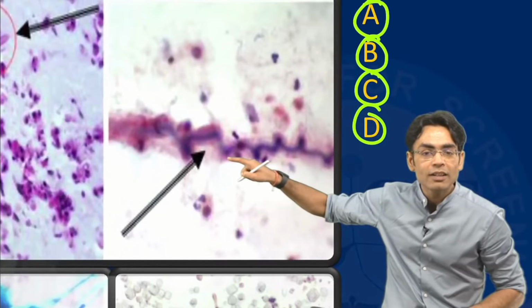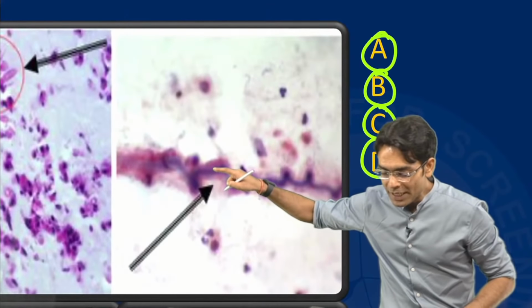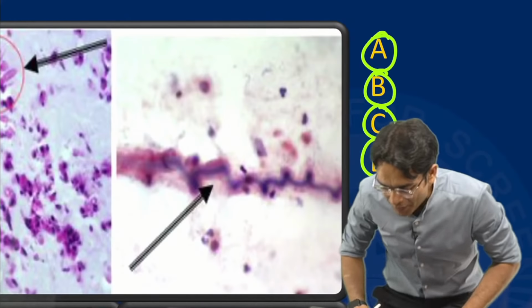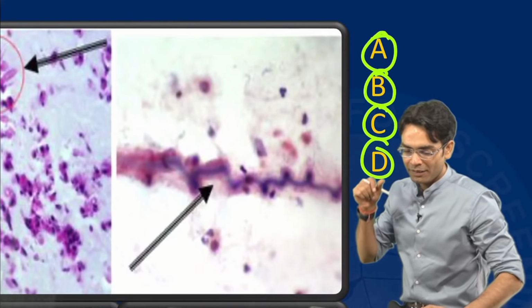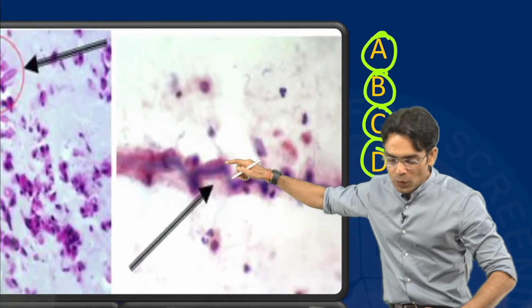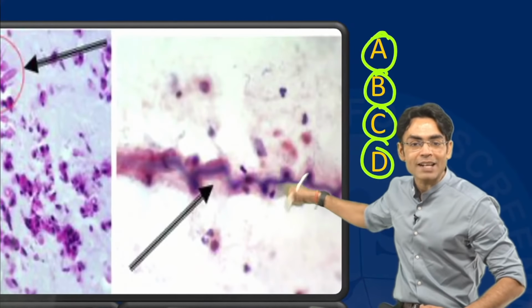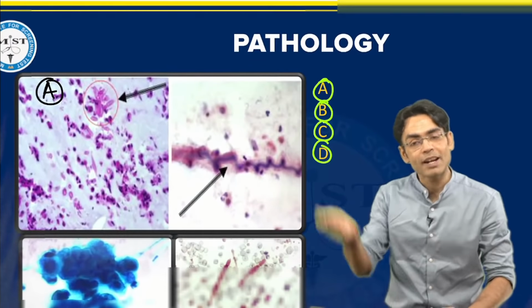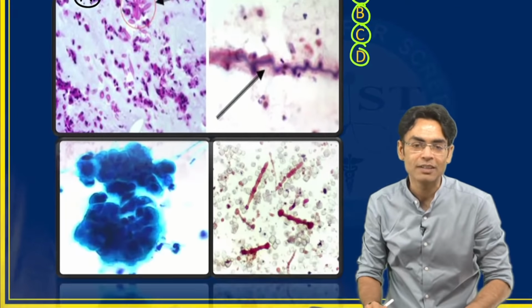What is this? This is your B. Yes, absolutely right. This is going to be your spirals. What are these spirals? These spirals are your Curschmann spirals, again seen with bronchial asthma. This is the C image. What is this particular image? Very good, very good.